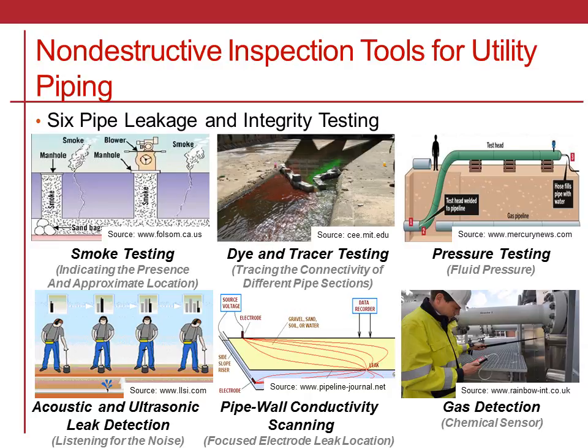The third method is pressure testing. In pressure testing, to find leaks more efficiently, the pipe network is typically tested section by section. It means isolating the section under test from the rest of the pipe network.